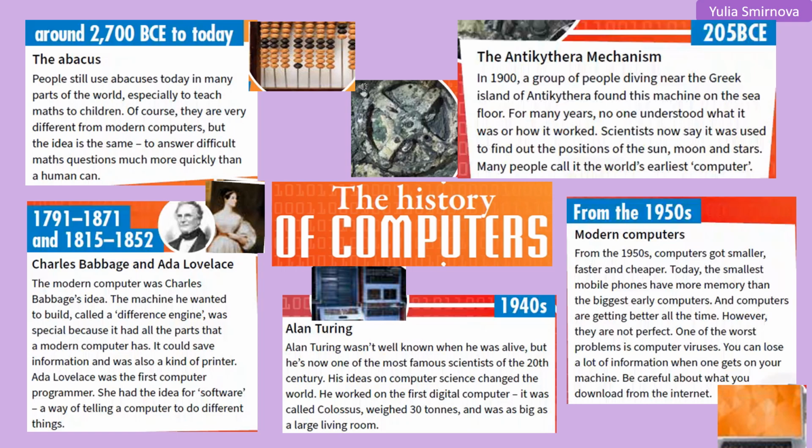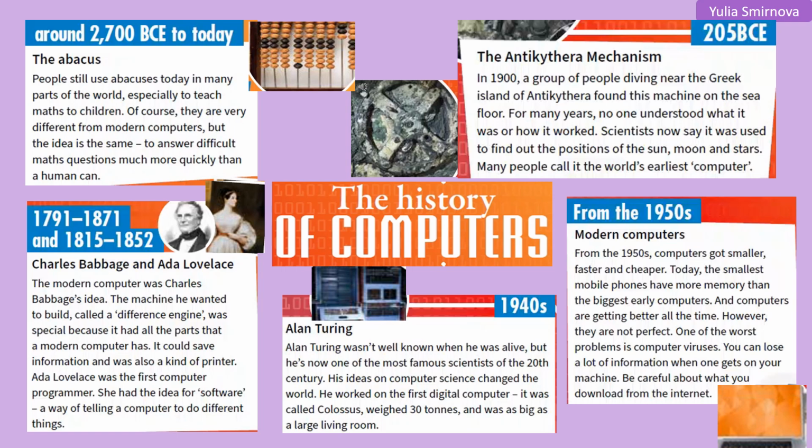1791 to 1871 and 1815 to 1852, Charles Babbage and Ada Lovelace. The modern computer was Charles Babbage's idea. The machine he wanted to build, called a difference engine, was special because it had all the parts that a modern computer has. It could save information and was also a kind of printer. Ada Lovelace was the first computer programmer. She had the idea for software, a way of telling a computer to do different things.